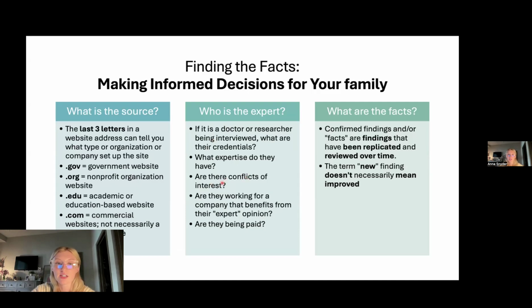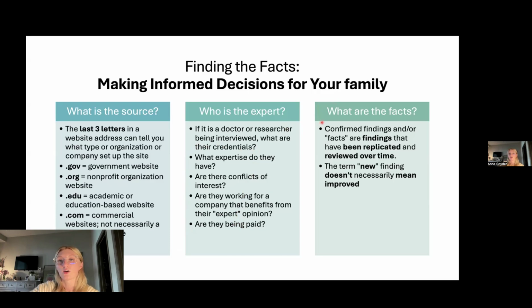Are there any conflicts of interest? Are they working for a company that benefits their expert opinion? Are they being paid? I know these are bad, but they're just things to think about, because as I mentioned previously, there's just so much information out there that you have to find ways to kind of decipher through all of it and figure out what is credible and what is not, so that you can make informed decisions.